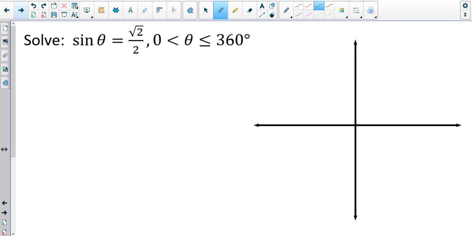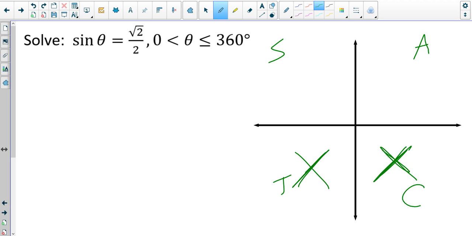Now we want to actually get into today's lesson. It says solve the sine of theta equals the square root of 2 over 2, and we are only looking for angles between 0 and 360. First thing I notice is that the sine of theta is positive. So I draw in All Students Take Calculus, and I notice that it could not occur in quadrants 3 or 4. So I'm going to go ahead and draw a right triangle in standard position into quadrants 1 and 2.